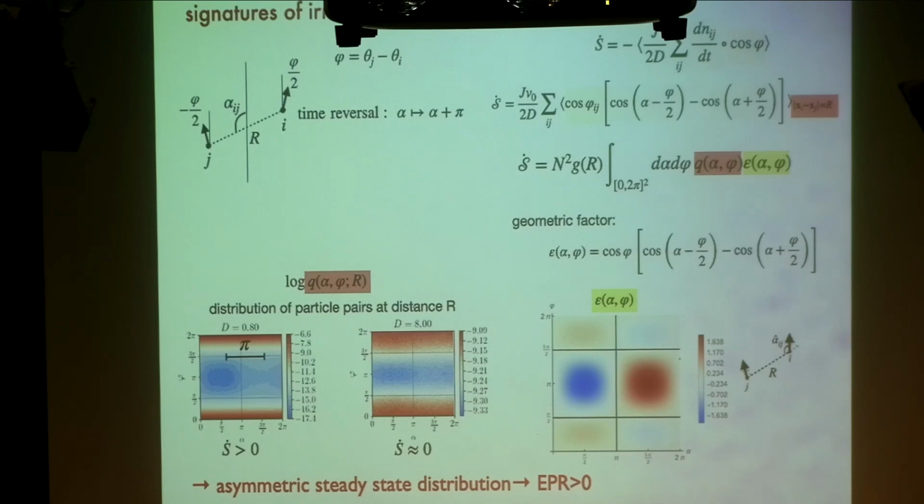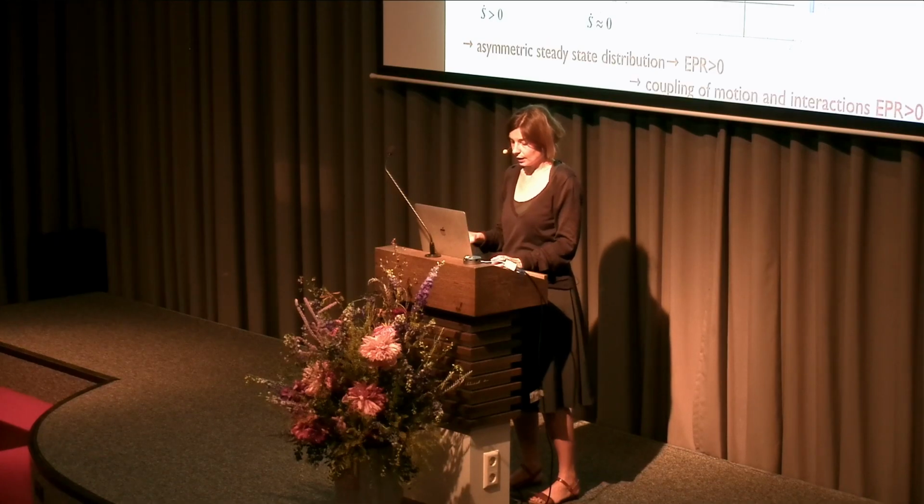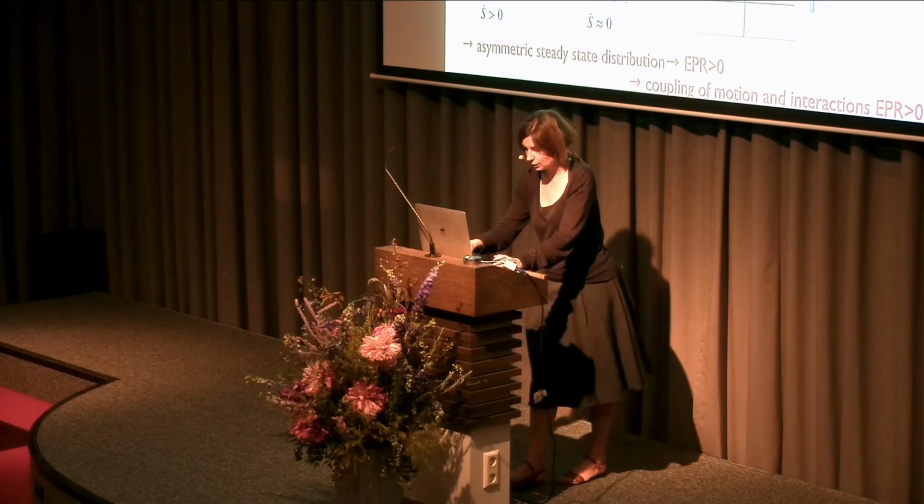So basically, as I said, it's the coupling of the motion with the interactions that is important. But at the end of the day, you have a simple prescription of finding out how out of equilibrium your system is. And this specific derivation here is for this system, but it holds true more generally. Okay, coupling of motion and interactions.